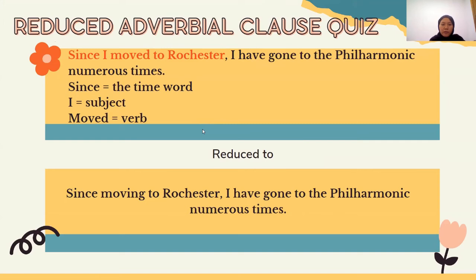Why? So first, we have to keep the type of word or since in the sentence. Second, we have to remove the subject or I. And third, we have to change the verb to the gerund form. So we change from move to moving.